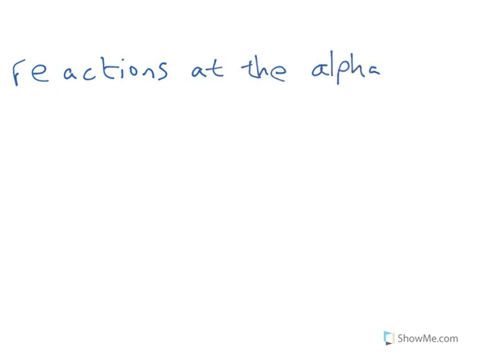So now what we're going to look at is a new class of reactions. These are going to be called reactions at the alpha carbon, and I'm going to use the Greek letter alpha to symbolize this from now on. So we kind of need to go back and define what an alpha carbon is, especially when talking about a carbonyl containing compound.